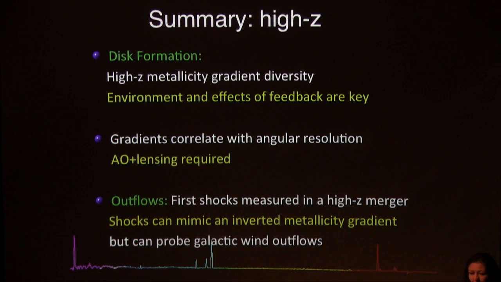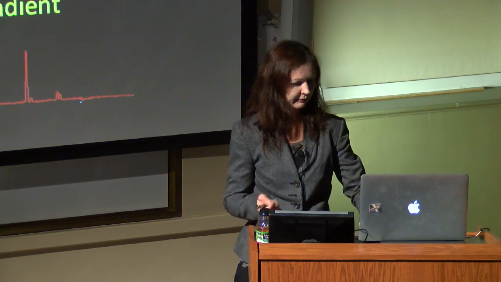We measured the first shocks in a high redshift merger galaxy, and this would mimic an inverted metallicity gradient. But although we can't measure metallicity gradients in shocked galaxies, we can probe galactic wind outflows, and if we can measure the velocity dispersion, we can measure the velocity of the outflow.